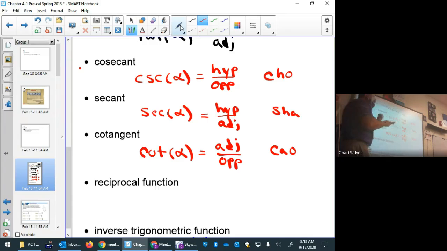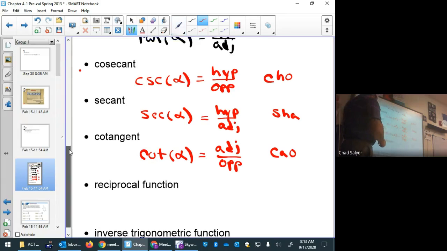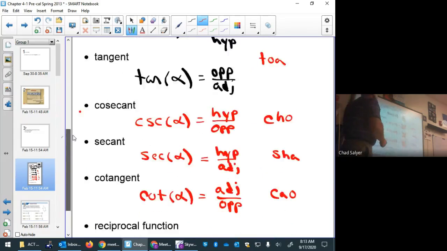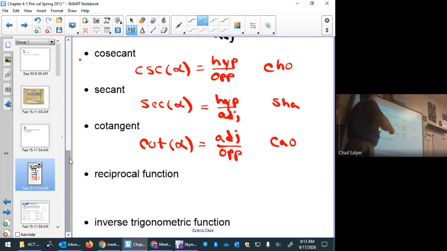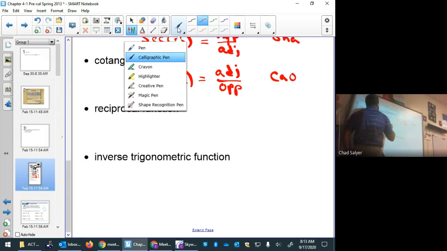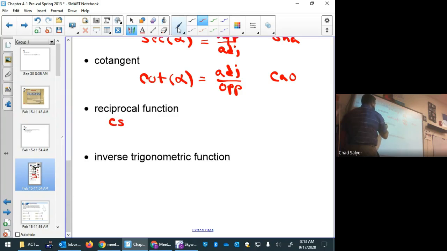So cotangent is the multiplicative inverse of the tangent. In other words, take the ratio and just flip it. You multiply them together, you get 1. All right, once again, you got sine, cosine, tangent, SOHCAHTOA. You got cosecant, secant, cotangent, choshakao. So the reciprocal functions are considered to be those last three: the cosecant, the secant, and the cotangent.